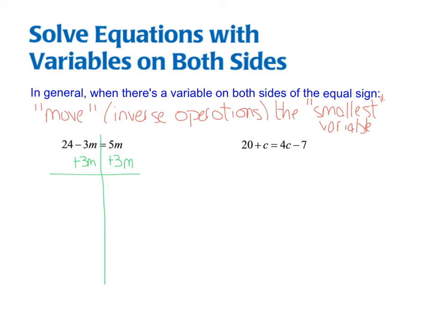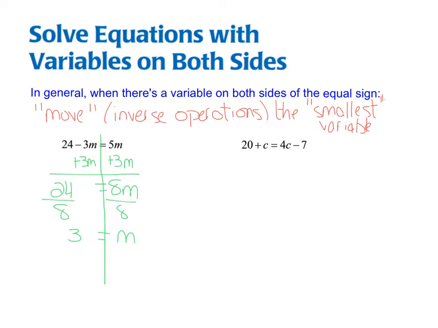I cannot combine them. So the 24 comes down, negative 3m plus 3m becomes 0, and 5m plus 3m is 8m. Now I've got my variables on one side, my numbers on the other. This is a one-step equation. I'm going to divide both sides by 8, and m is 3.